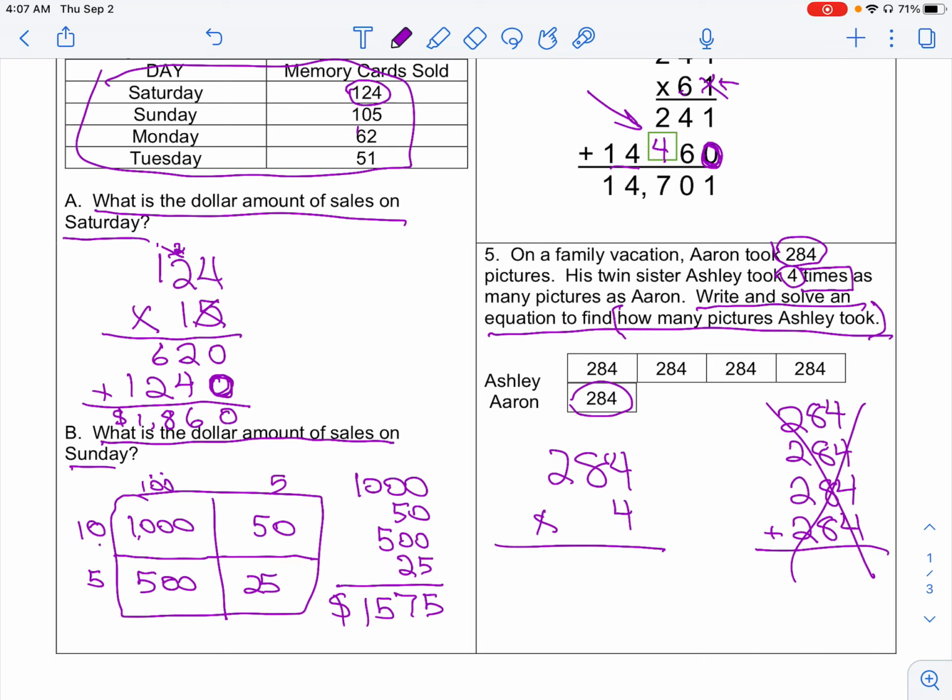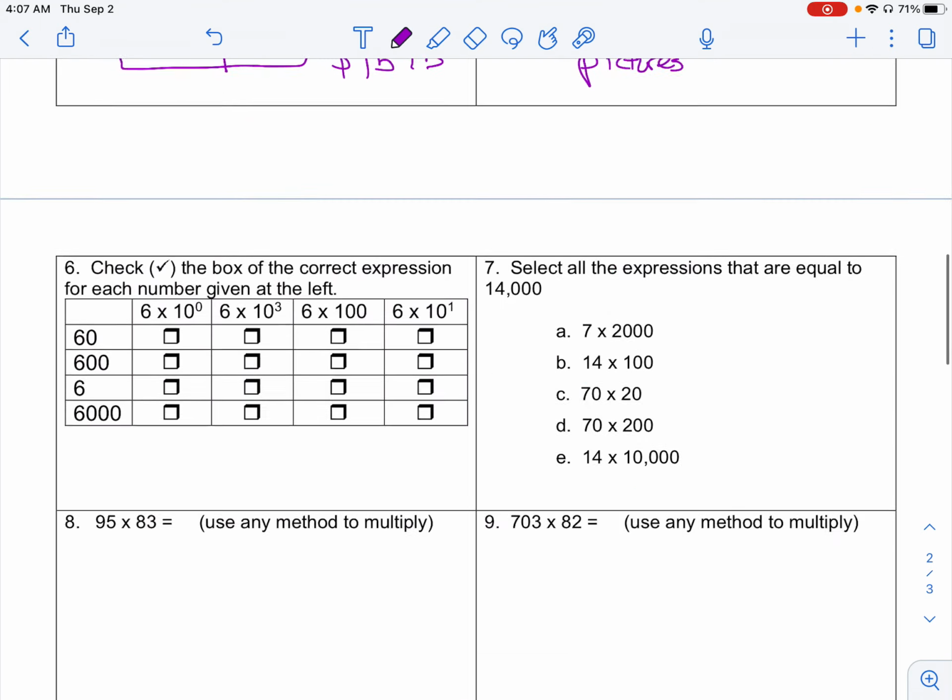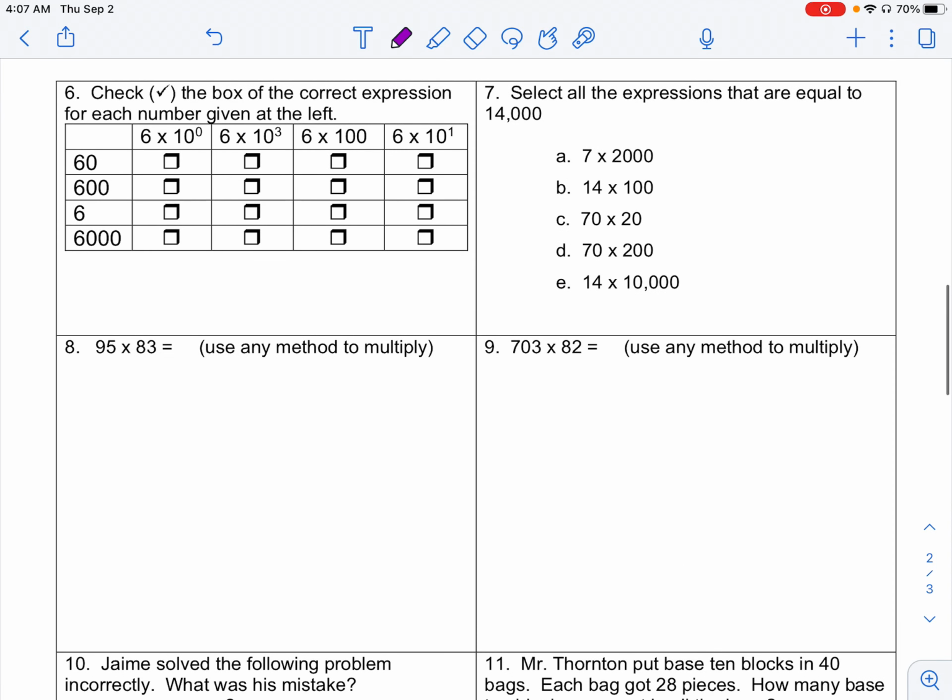And when we do the multiplication, I'm going to get 16. 4 times 4 is 16. Regroup the 1. 8 times 4 is 32. 1 more makes 33. And carry the 3. 4 times 2 is 8. And 3 more makes 11. So she took 1,136 pictures. Okay. We'll flip your paper over.